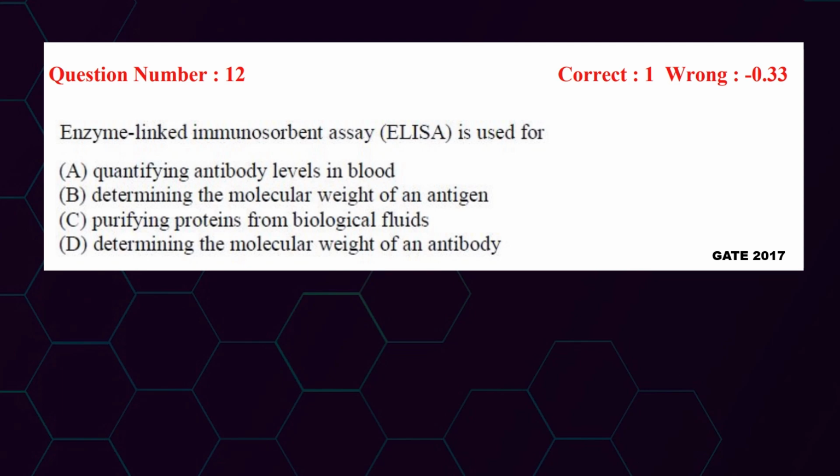Hello everyone, we are solving question number 12 from GATE 2017. It says enzyme-linked immunosorbent assay, ELISA, is used for A. Quantify antibody level in blood, B. Determining the molecular weight of an antigen, C. Purifying protein from biological fluids, or D. Determining the molecular weight of an antibody.